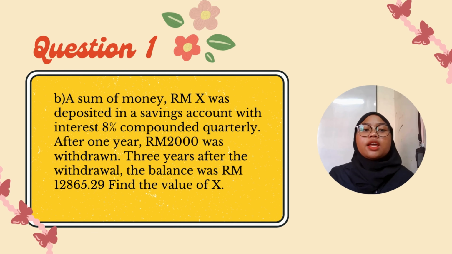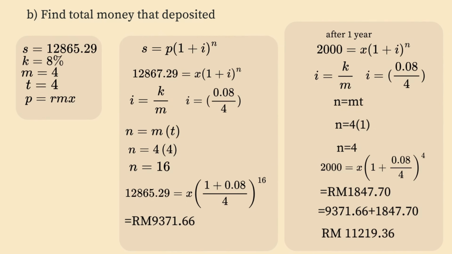A sum of money RMx was deposited in a saving account with 8% compounded quarterly. After 1 year, RM2,000 was withdrawn. 3 years after the withdrawal, the balance was RM12,865.29. Find the value of x. Based on the question, the information given is S equals 12,865 ringgit 29 cents, k equals 8% equals 0.08, m is the number of times interest is calculated in a year equals 4, and t is the period in years, which is 4.